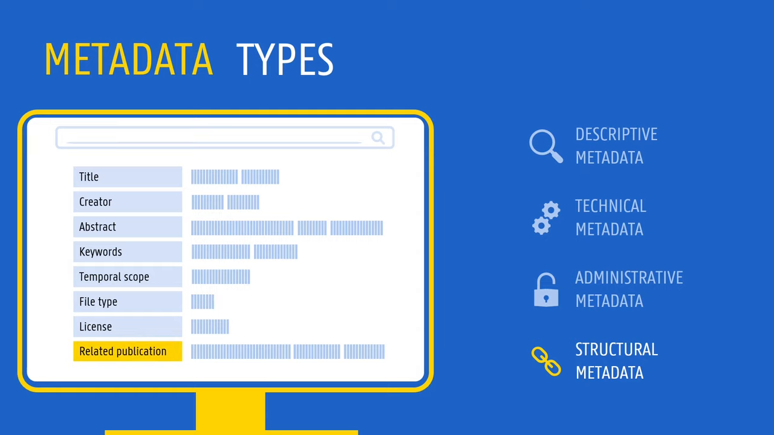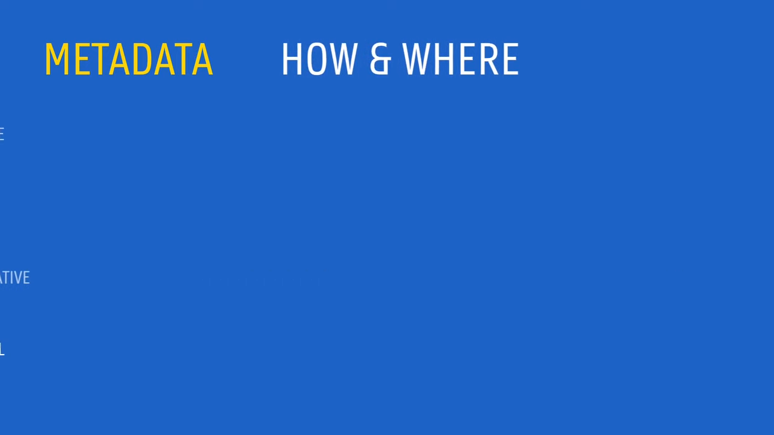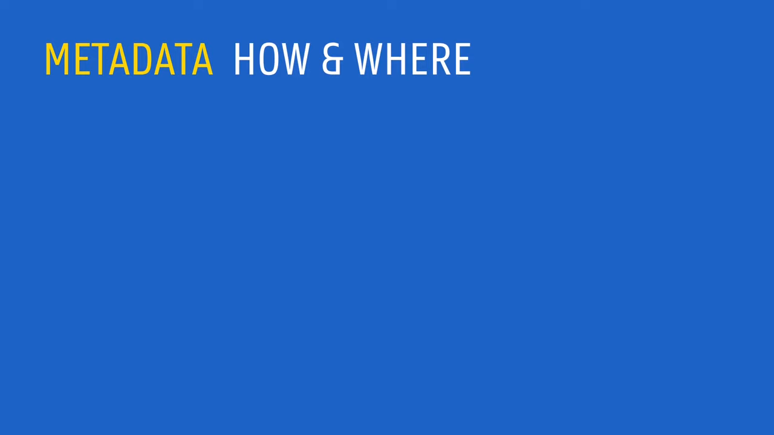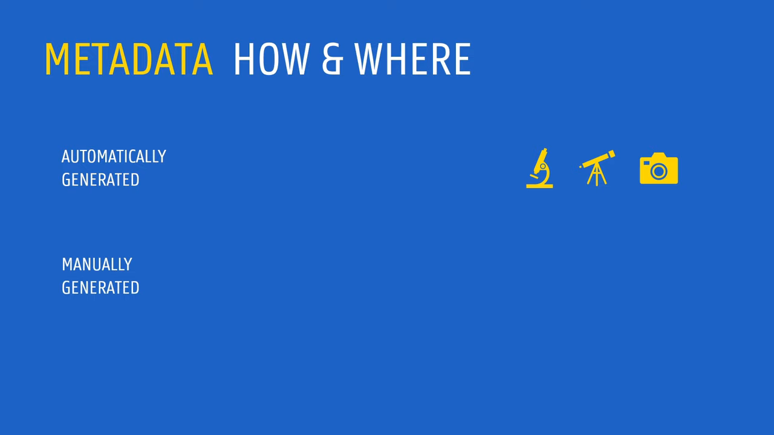So, how is metadata created and where can we find it? Metadata can be associated to many different research objects and appear in many different ways. Sometimes, metadata is generated automatically. Some instruments such as microscopes, telescopes, or digital cameras create metadata when data is collected. But this is not always the case. Other times, metadata needs to be manually created, for instance, by taking notes in a laboratory notebook, or by filling out a form or data listing.